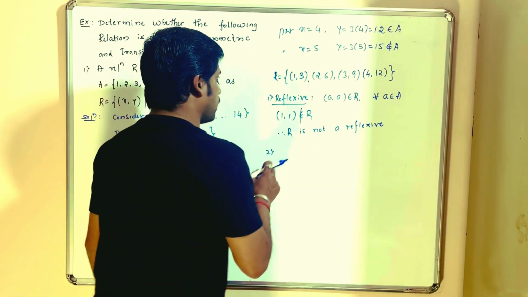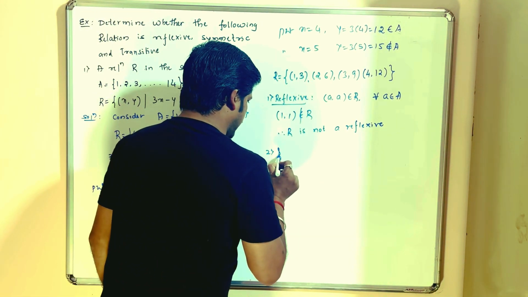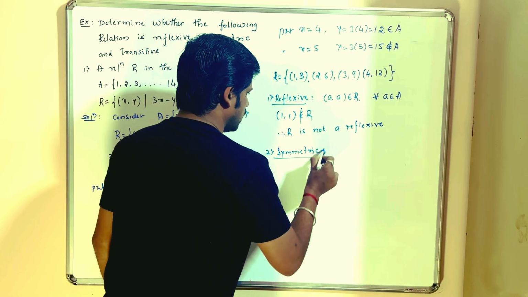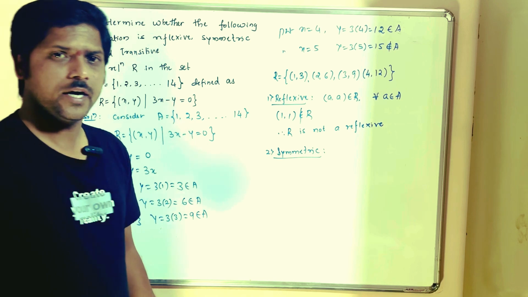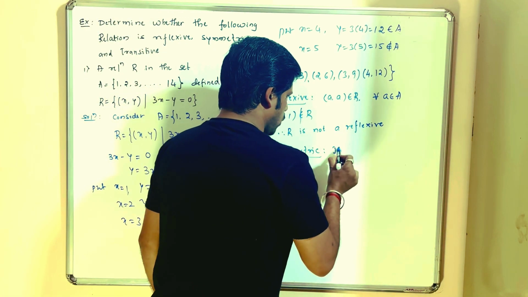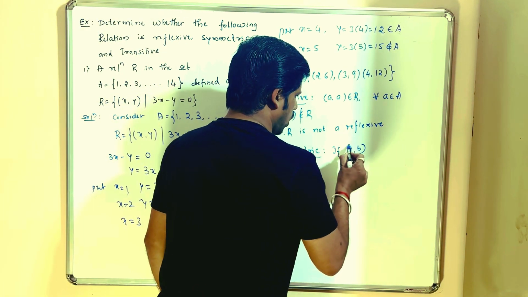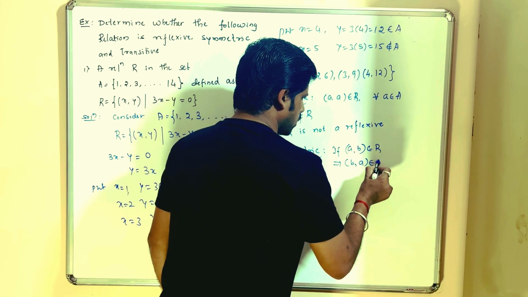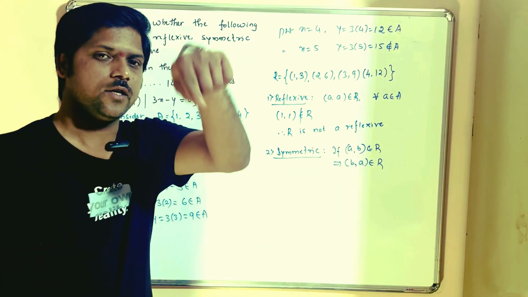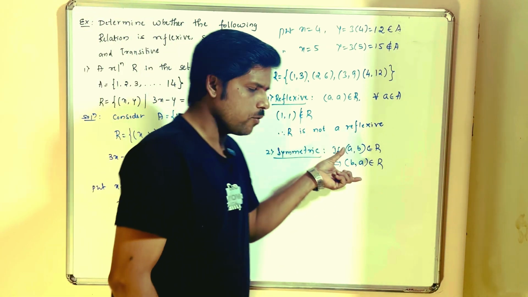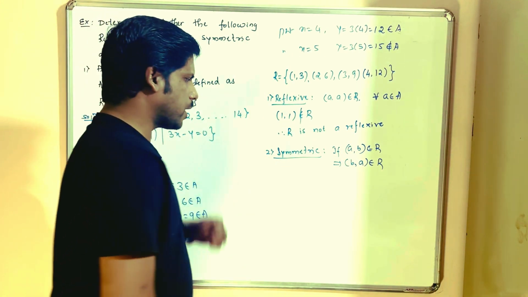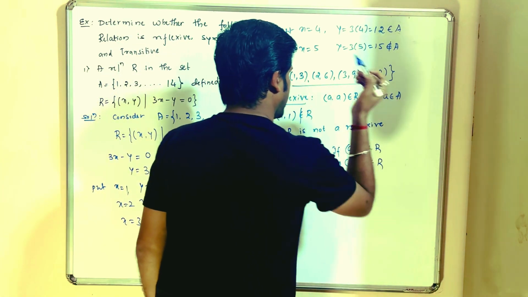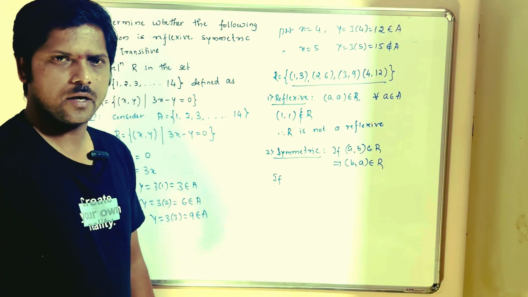What about the second one? Suppose symmetric, right? Symmetric relation. What is the condition for that one? If A comma B belongs to R, then what we have? B comma A also belongs to R. Then only it is called symmetric. First I am recalling the definition. Now I will consider any of these 4 ordered pairs, any one.